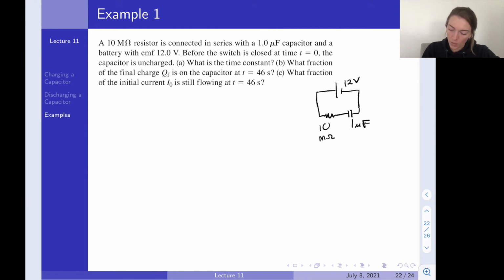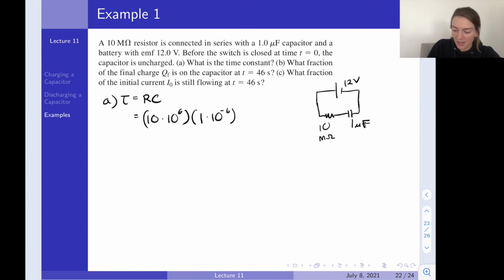Okay, what is the time constant? So that's easy. All we have to do is multiply the resistance and the capacitance. So the time constant, tau, is equal to RC. So that will just be equal to our 10 mega ohms. Mega is 10 to the 6. So 10 mega ohms times the capacitance, which is 1 microfarad, so that's 10 to the negative 6, micro. So we see that the 10 to the 6's cancel out, and we just get 10 seconds is our time constant.